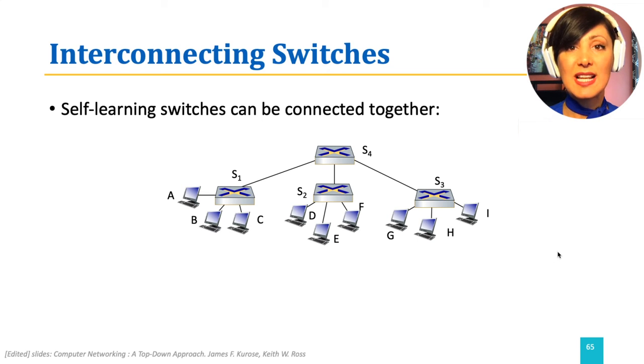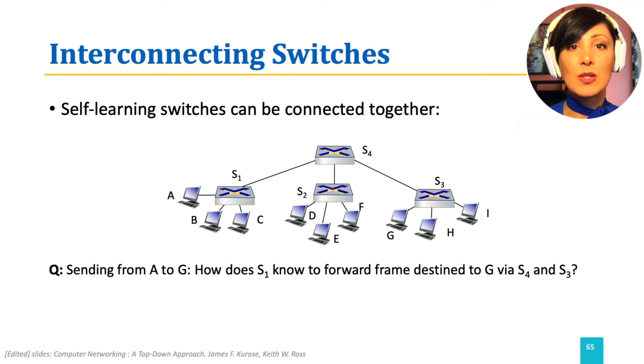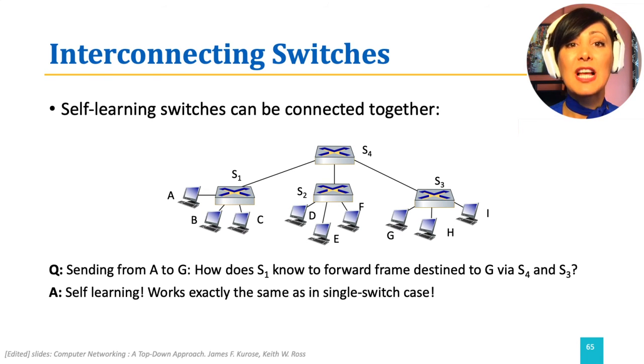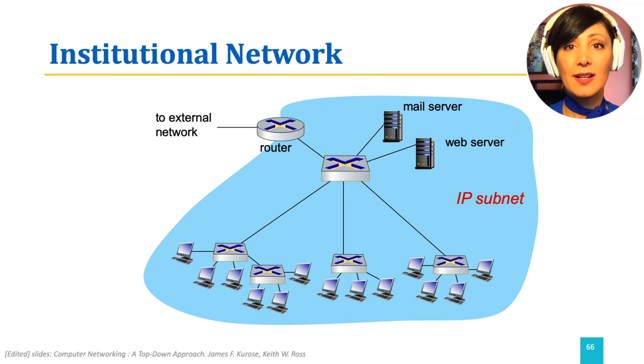The question is, how do we send from a host connected to one switch to a host connected to another switch? For example, from host A connected to switch S1 to host G connected to switch S3 with switch S4 in between. Sending from A to G in that network will be a process of self-learning repeated on S1, S4, and S3. This property could, for example, be used to form the LAN for a local network of an institution.